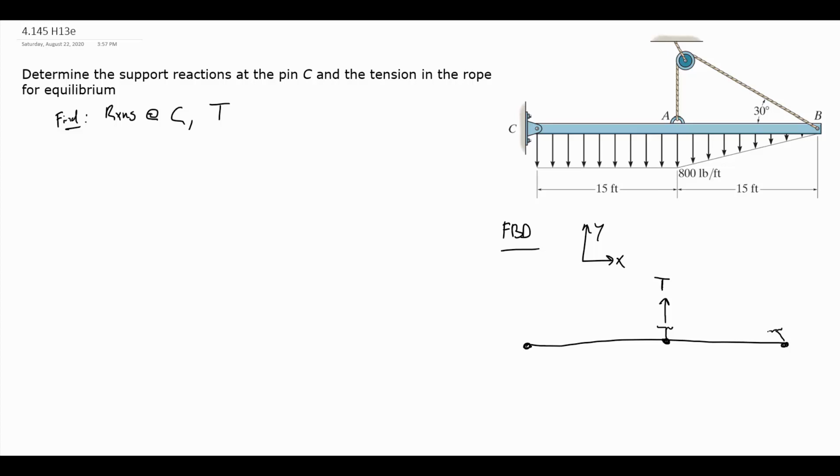And because it's one continuous rope from A around the pulley to B, I know that the tension is constant when we're in a static situation and there's negligible friction at the pulley. That same amount of tension T will be in the rope on the other side, and that's going at this 30-degree angle. 15 feet and 15 feet.